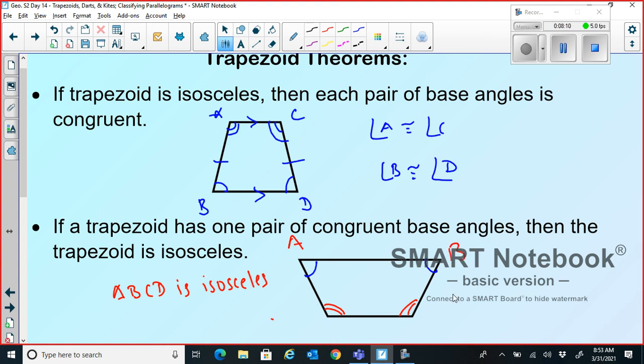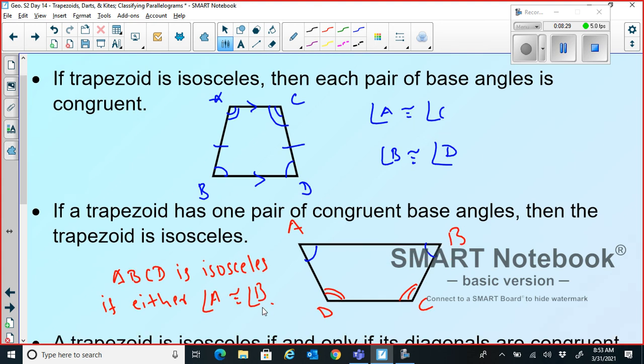In case you are noting down, please note down. If either angle A is congruent to angle B, both pairs are not required. Just one pair is good enough to say that they are isosceles. Or angle C is congruent to angle D. Okay, I'll give 30 seconds for you all to note down the first two theorems, then we will move on to the third theorem of trapezoid.